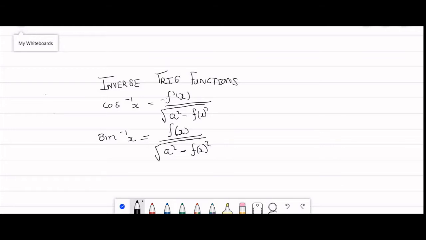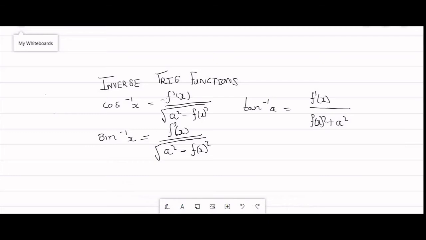We can also look at the inverse of tan. If we want to derive it, we need to find the derivative of f at x over f at x squared plus a squared. So now let's look at the following example.